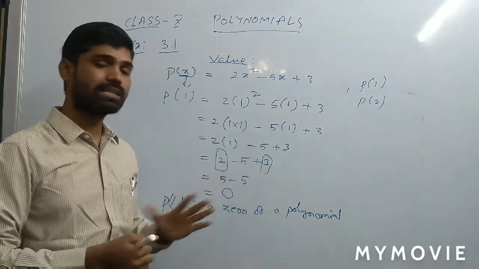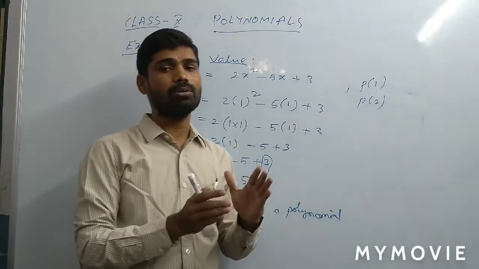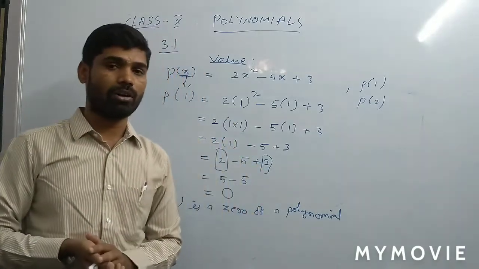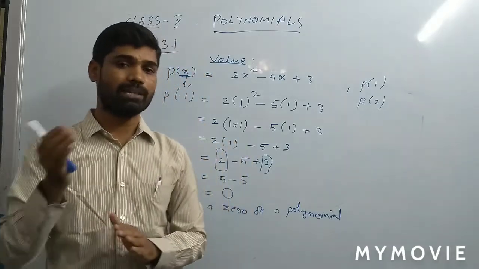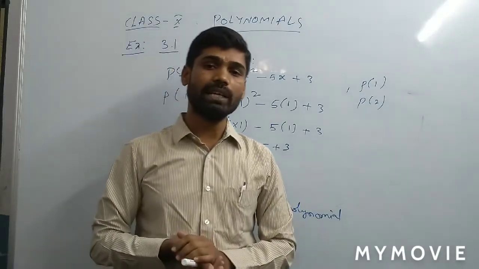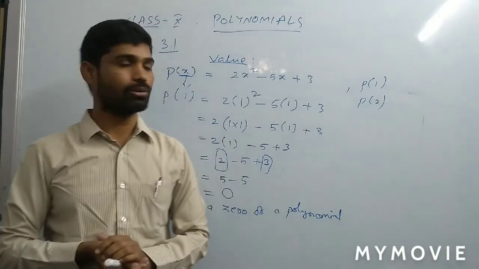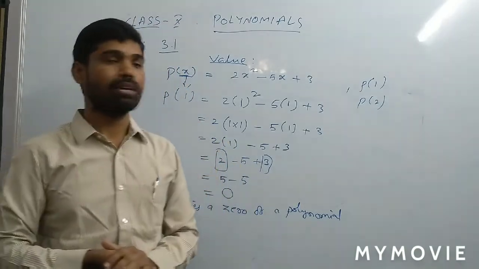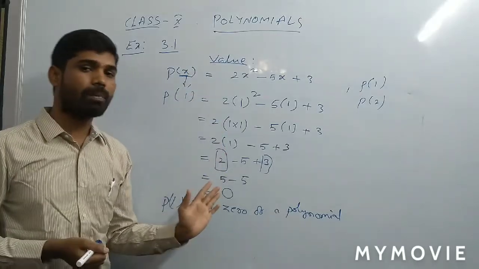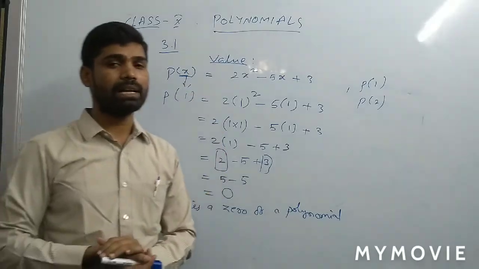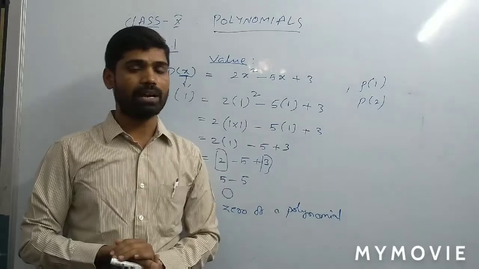So what we discussed in today's class is about the value and 0 of the polynomial, which is a polynomial and which is not a polynomial, and one more topic, the degree and coefficient. These are the topics we have in exercise 3.1. If you understand these topics, you can automatically complete that exercise, right? I hope you have understood.